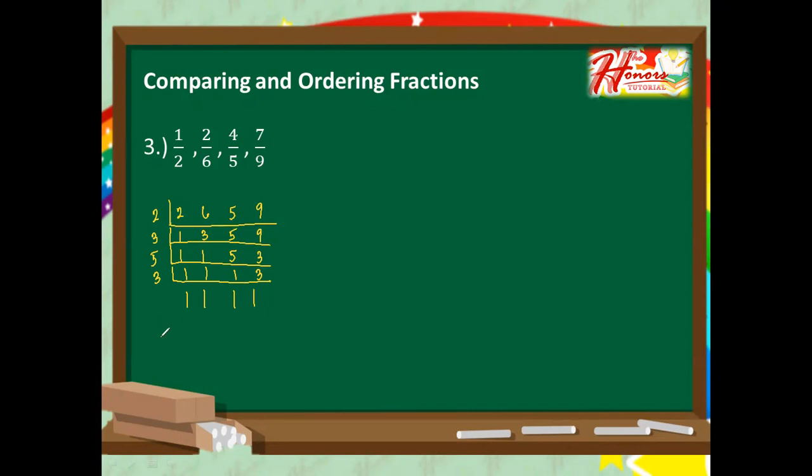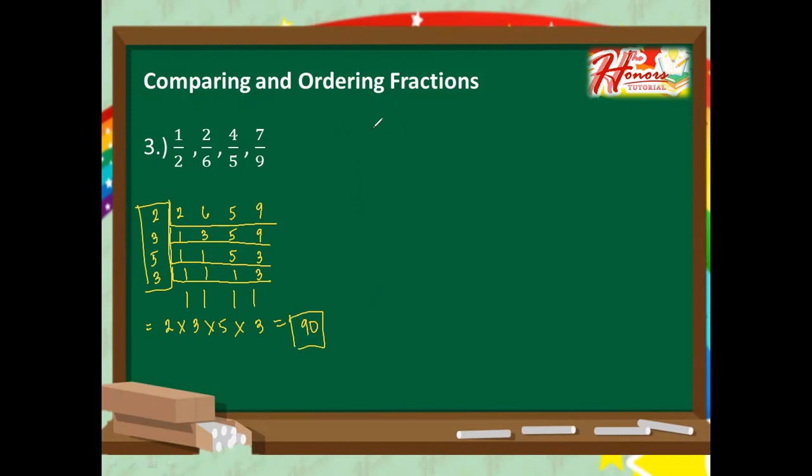So what you are going to do now to get the LCD is to multiply all of these prime numbers that we get. So 2 times 3 times 5 times 3. 2 times 3, that's 6. Times 5, that's 30. Times 3, that's 90. So the LCD here is 90.